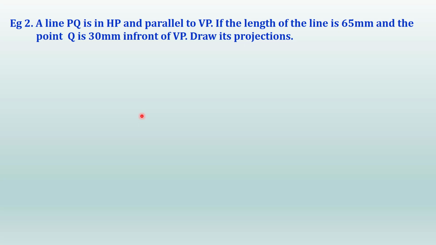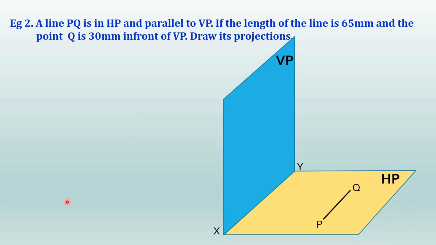So here you can see that the line capital PQ is in HP. That means the line is lying on the horizontal plane and it is parallel to VP. Now, the length of the line, that is the true length, is given, right? The original length of the line is 65 mm and the point Q is 30 mm in front of VP. Draw its projection. So, see here, you can see that the line PQ is lying on the horizontal plane and it is parallel to the vertical plane, right?